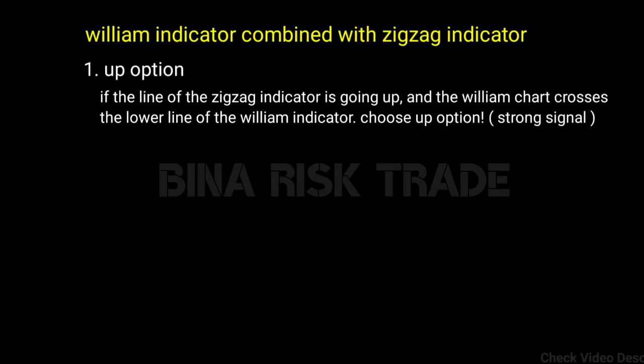Williams indicator combined with ZigZag indicator. 1. Up option. If the line of the ZigZag indicator is going up, and the Williams chart crosses the lower line of the Williams indicator, choose up option.